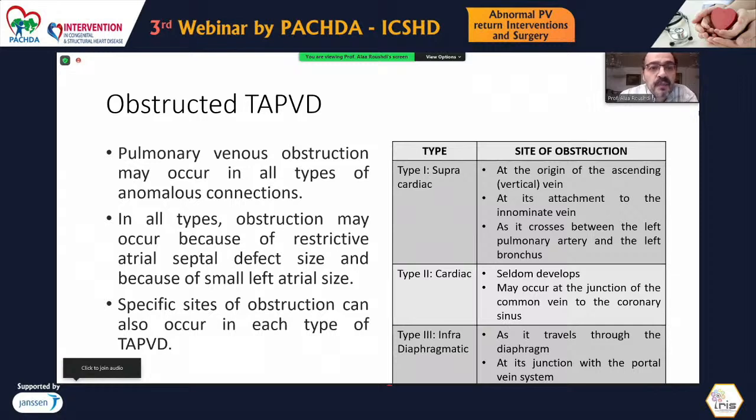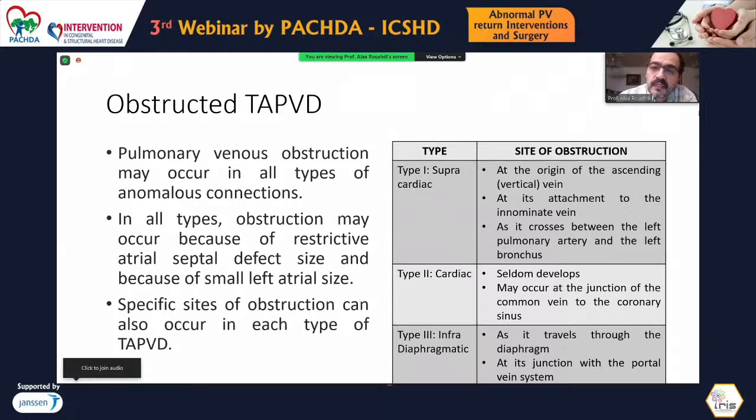Pulmonary venous obstruction may occur in all of these types, and in all types the obstruction may occur because of a restrictive atrial septal defect or a small left atrial size. However, there are some peculiar sites of obstruction for each of these types. For type 1, the obstruction can occur at the origin of the ascending vertical vein or at its attachment to the innominate vein, and commonly can also occur as it crosses between the left pulmonary artery and the left bronchus.